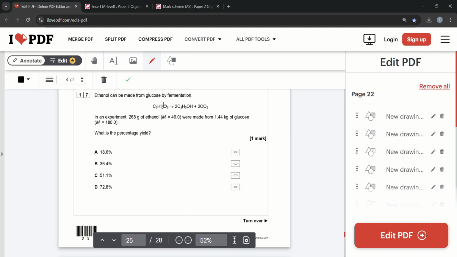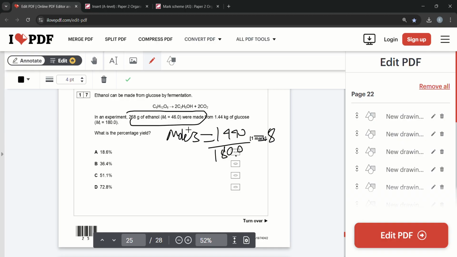Ethanol made from glucose fermentation, what is the percentage yield? Percentage yield is actual yield over theoretical yield, and we know 268 grams were made from this much. So we're going to have to find the moles of glucose, mass in grams over the Mr. 1440 divided by 180. That's 8. So it's a nice number. And what we have to do now is, moles is mass over Mr, so mass is moles times Mr. We need to do ethanol, 8 times 46.0. But is that ethanol?